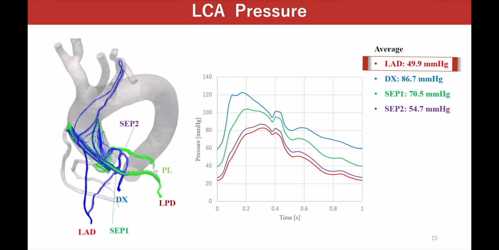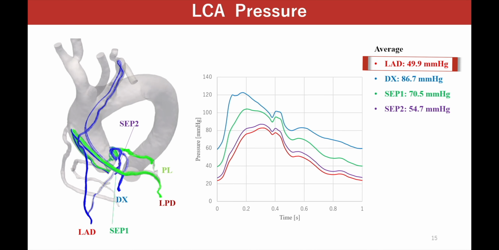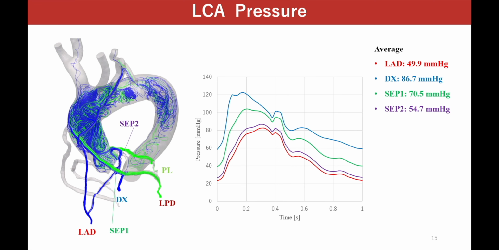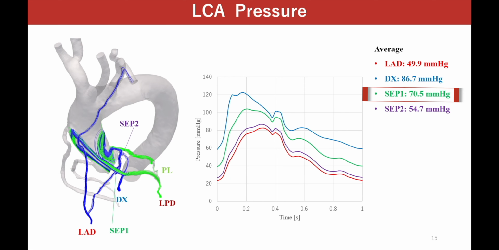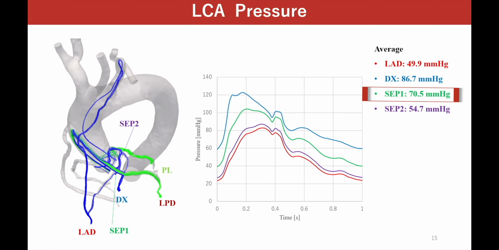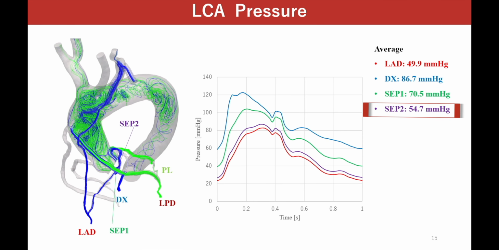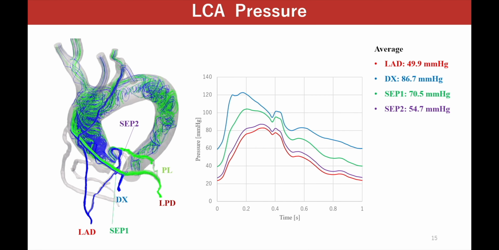The pressure in the left coronary arteries is 49.9 millimeters of mercury in the left anterior descending artery, 86.7 millimeters of mercury in the diagonal artery, 70.5 millimeters of mercury in the first septal perforator artery, and 54.7 millimeters of mercury in the second septal perforator artery. The shape of the graph also shares similarities with the right coronary arteries.